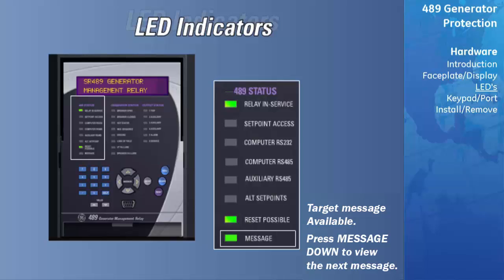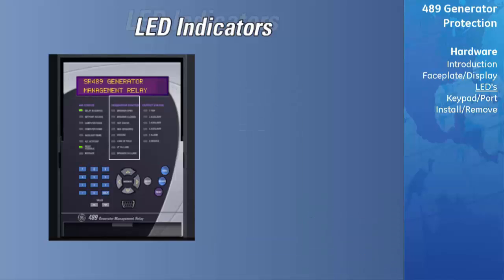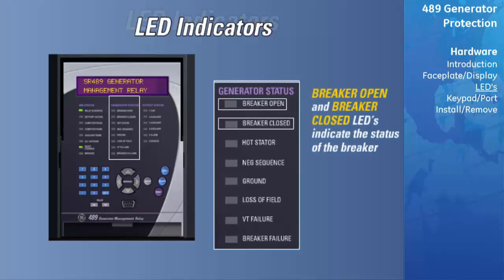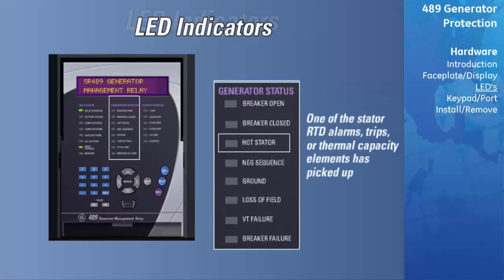Pressing the message down key will scroll through diagnostic messages. Generator status LED indicators. The breaker open and breaker closed LEDs will indicate the status of the breaker based on the condition of the breaker status digital input.